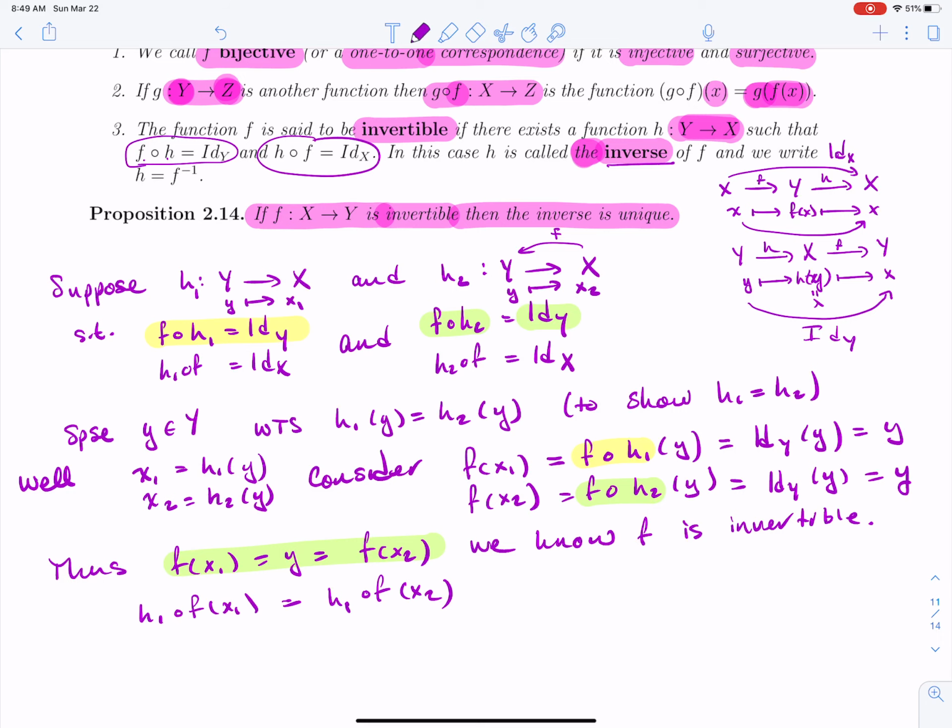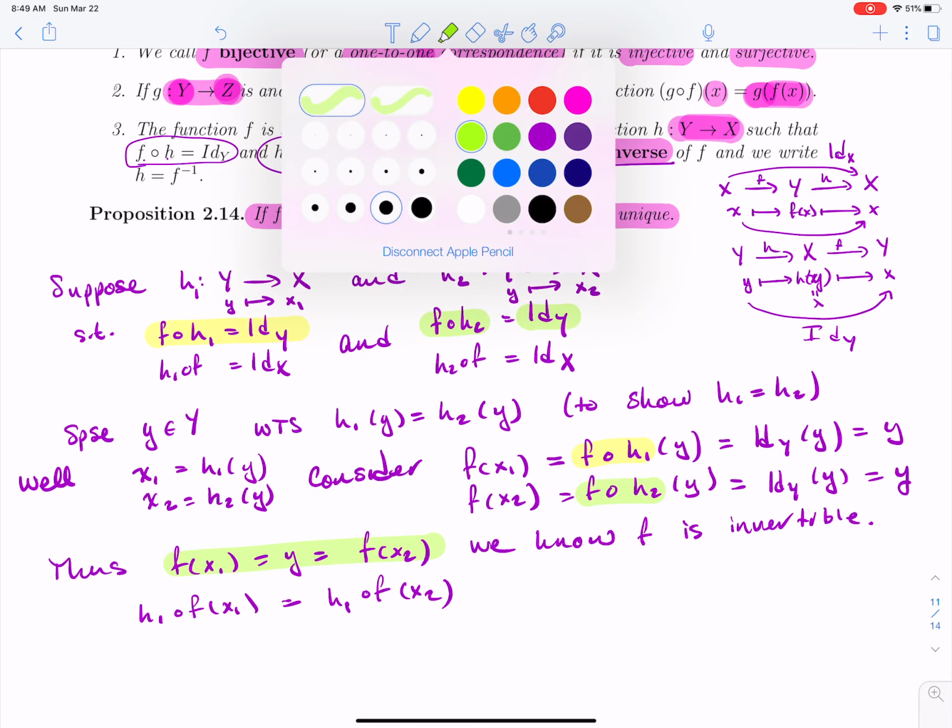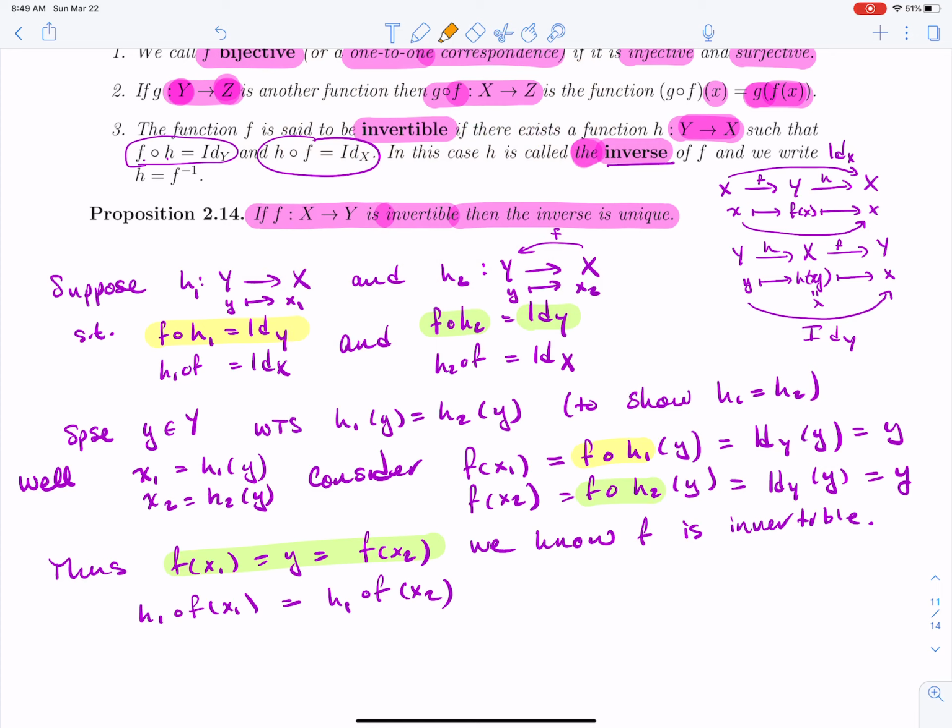But then remember, h1 following f is the identity on x. So that tells me that this is the identity on x applied to x1, and this is the identity on x applied to x2. And so we get x1 is equal to x2, which was what we wanted to show. We wanted to show that h1 is equal to h2. We started with two putatively different inverses, and we wanted to show they were the same.